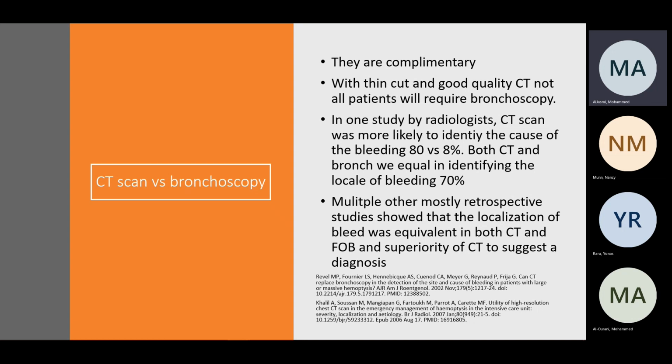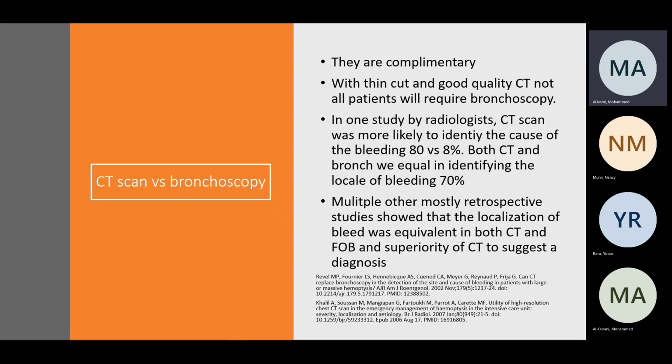Comparing CT scan with bronchoscopy in non-massive hemoptysis, very important to know this. Both are good in localizing the site where the bleeding is coming from, which side it's coming from. But diagnosis-wise, CT scan is way superior to bronchoscopy. Why? Because, as we said, pneumonia, bronchitis, lung cancer, deep mycetomas, TB, you will not see this on bronchoscopy. You will see an endobronchial tumor, if there is any. So CT scan is way more helpful for the diagnosis.